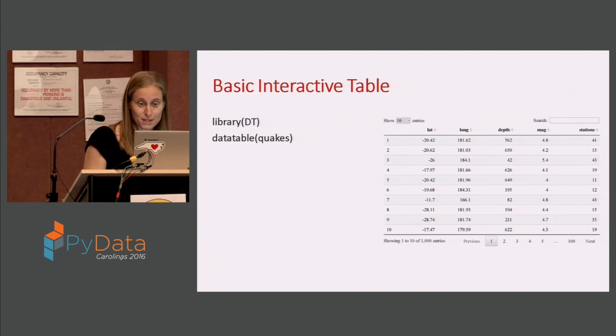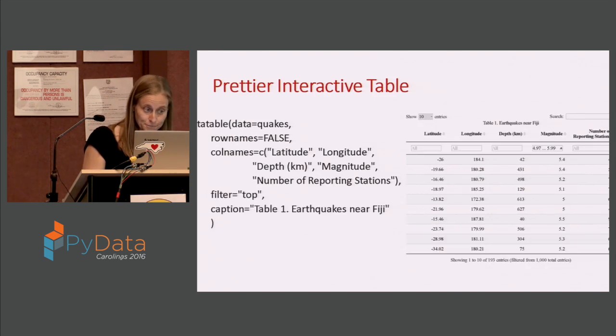If we want to make this a little fancier, we can try a prettier version. Maybe we want to actually give it sensible names as opposed to abbreviations. Maybe we want to get rid of those numbers, because our quakes don't actually have a number order. So we can say row names equals false. We can give it some column names that make more sense.